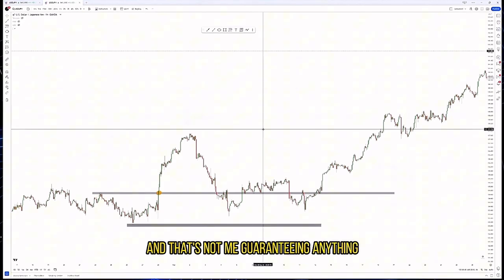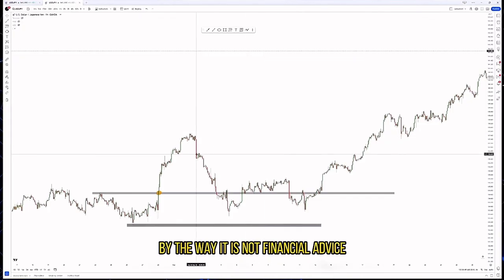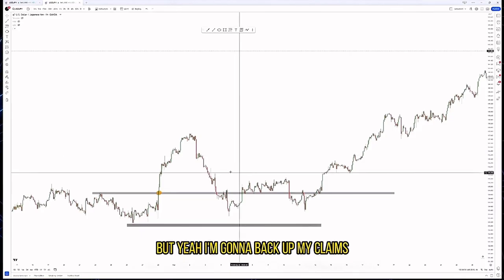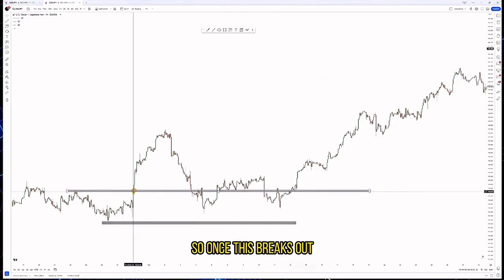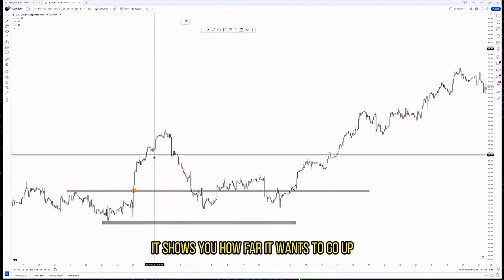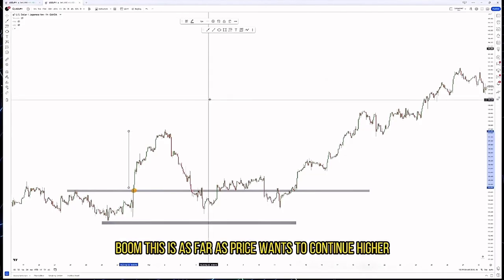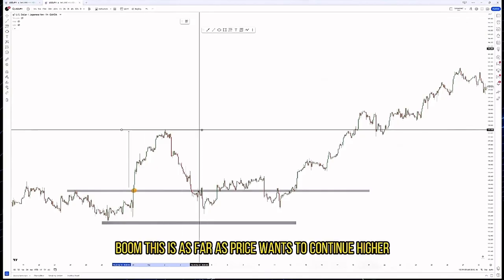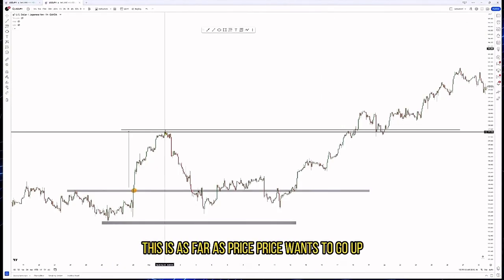And that's not me guaranteeing anything. This is not financial advice, by the way. It is not financial advice. But yeah, I'm gonna back up my claims and we're gonna be right 99% of the time. So once this breaks out, it shows you how far it wants to go up. Boom. This is as far as price wants to continue higher. This is as far as price wants to go up.